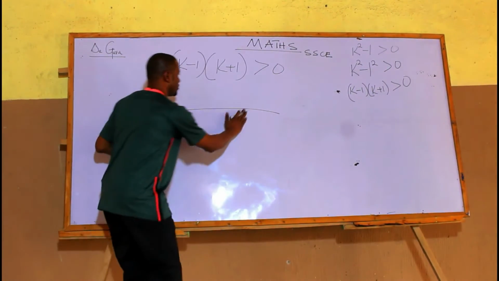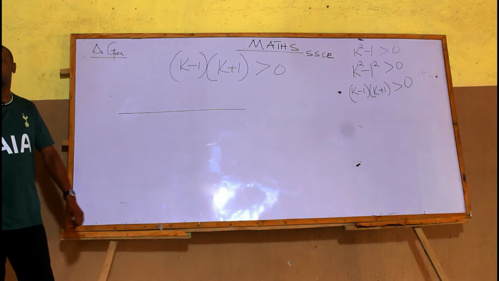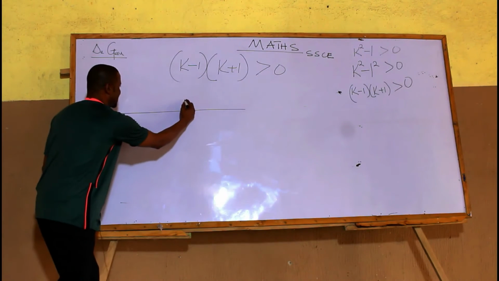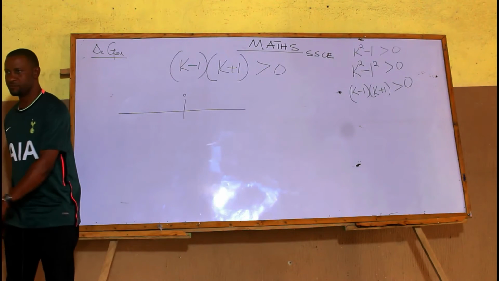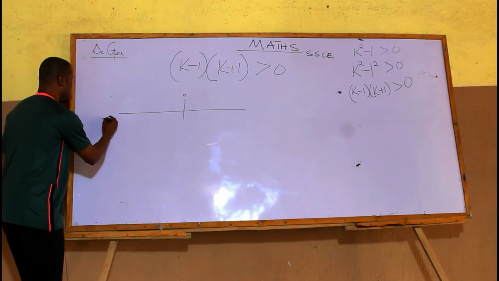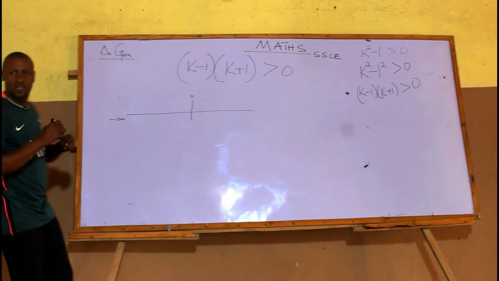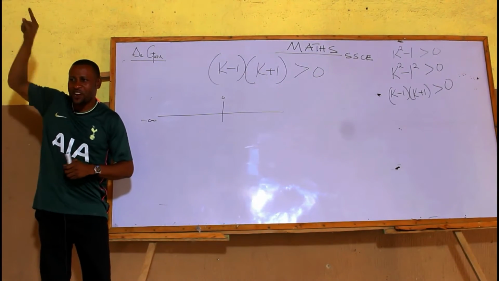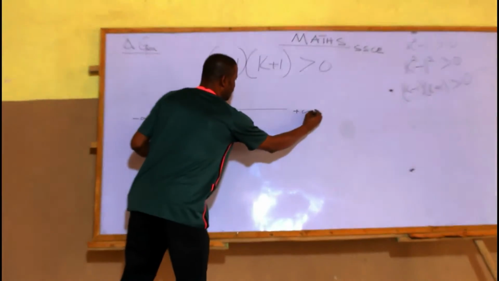A number line is a straight horizontal line like this. In the number line, the middle, the center, represents 0. Now this place means minus infinity. Infinity means endless. Minus infinity. And this place means what? Plus infinity.